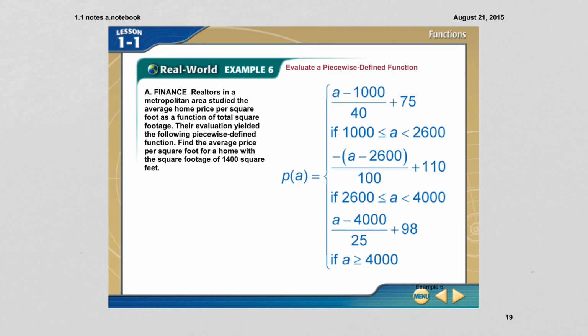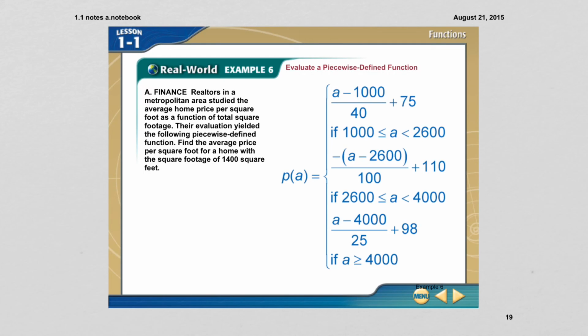Okay, our last question is a piecewise function. We have finance realtors in the metropolitan area who studied the average home price per square foot as a function of total square footage. Their evaluation yielded the following piecewise defined function. Find the average price per square foot for a home with the square footage of 1,400 square feet.